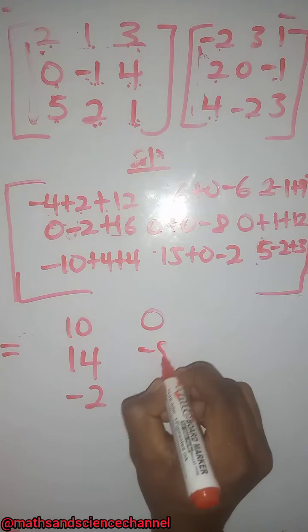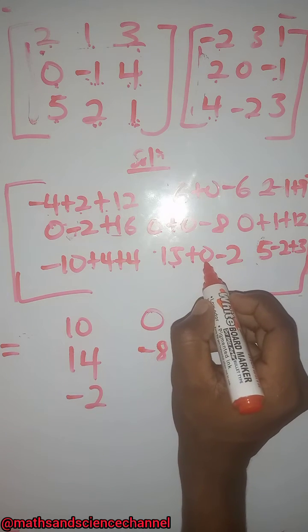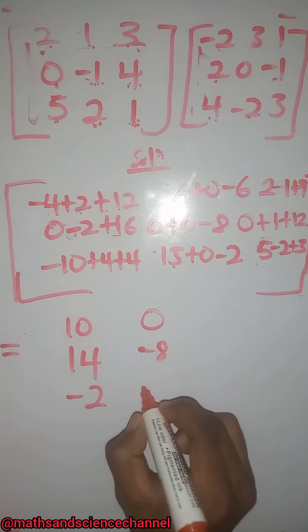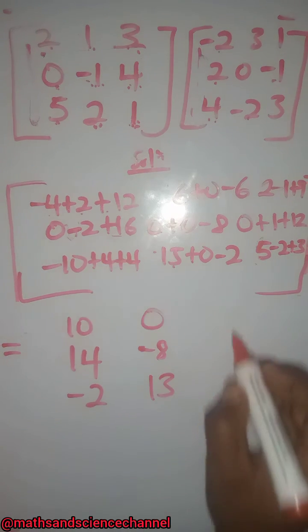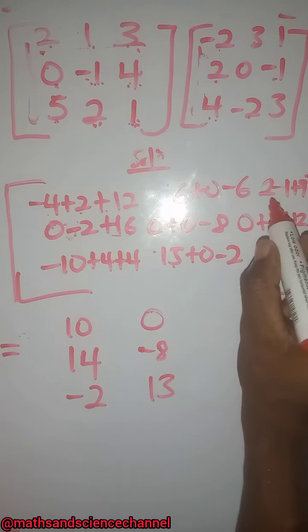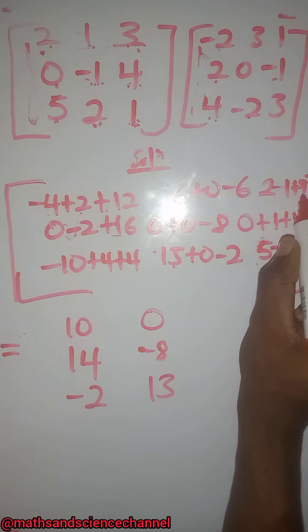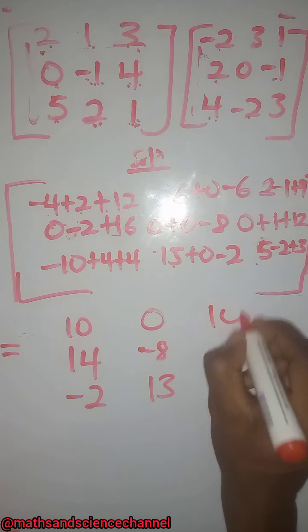Now over here we have 6 plus 0, which is 6, minus 6 gives us 0. So this one we have 0 plus 0 minus 8 gives us minus 8. 15 plus 0 is 15 minus 2 gives us just 13 in this case.